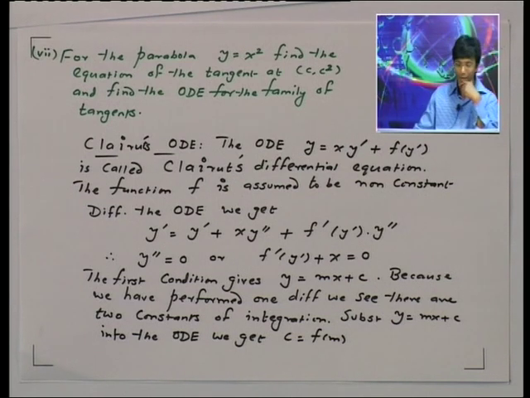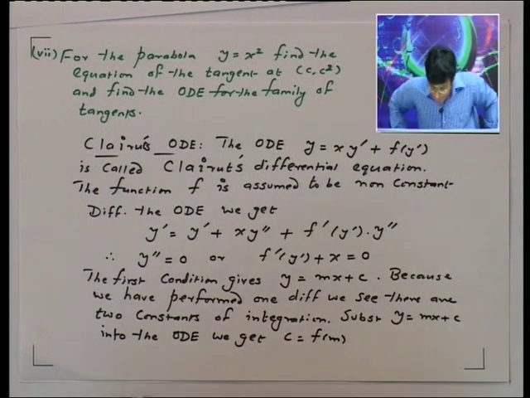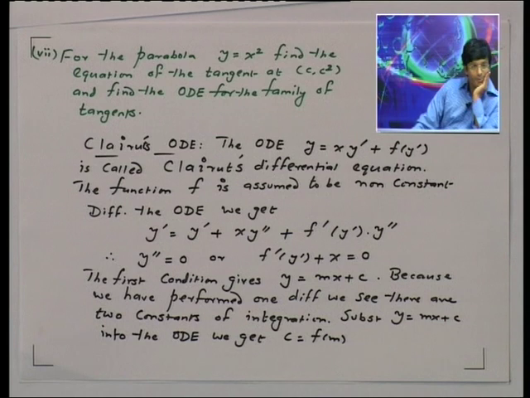Okay, so the y prime term cancelled out, and then what happened? Then you have two factors, right? Y double prime into x plus f prime of y prime. Is that correct? Now you have to consider two cases obviously, y double prime equal to 0 or f prime of y prime plus x equal to 0.